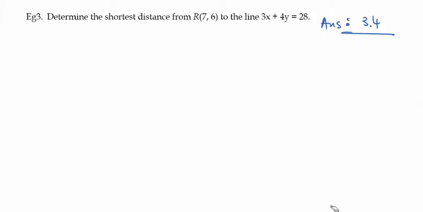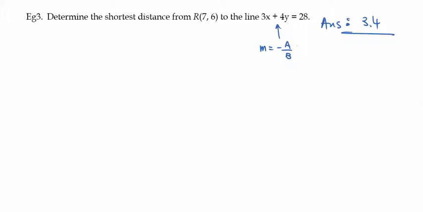So here in example number 3, I have some really crazy numbers here, 7 and 6, a 3, a 4, and a 28. These numbers are big. But given I need to create a line that is perpendicular to this line given. First of all, I need the slope of this equation. And I hope you still remember the fact that we can find the slope of a line using negative a over b.